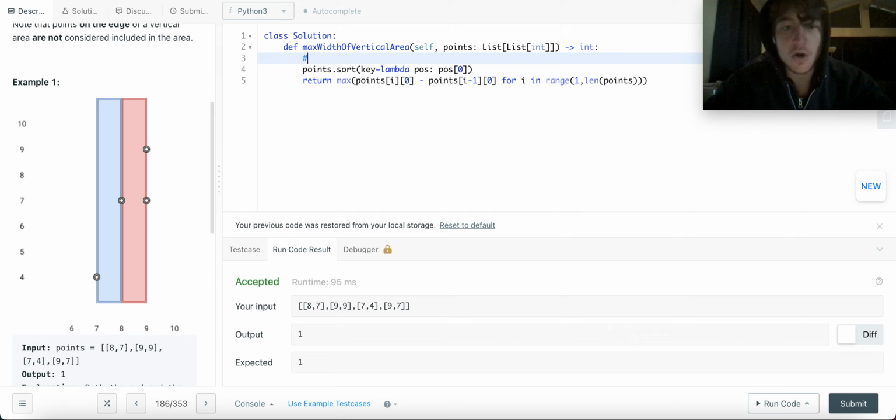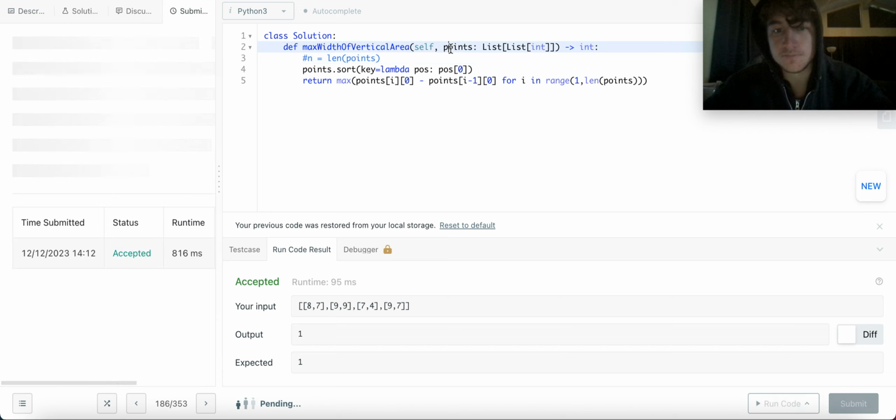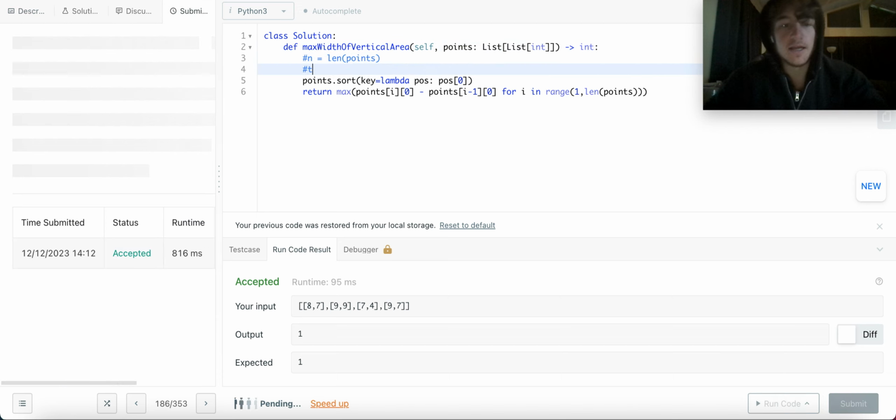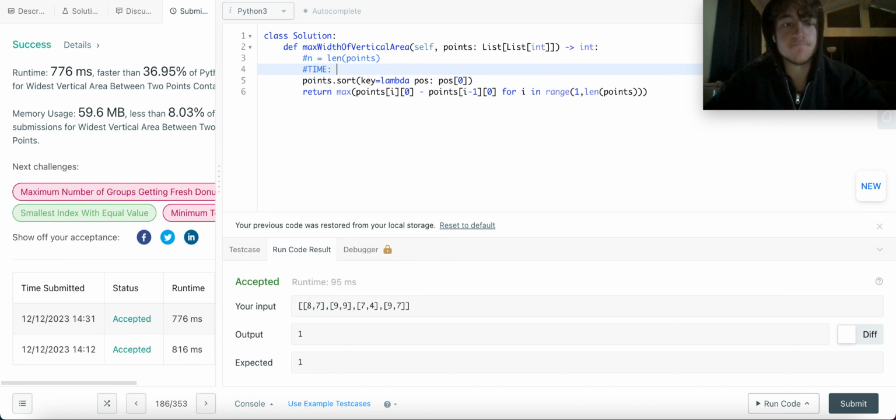Okay, so let's say n is the length of points. Maybe I should submit this before. All right, let's say time is, well, we have to sort the array, right? So that's going to be in place heap sort. So that's O(n log n).